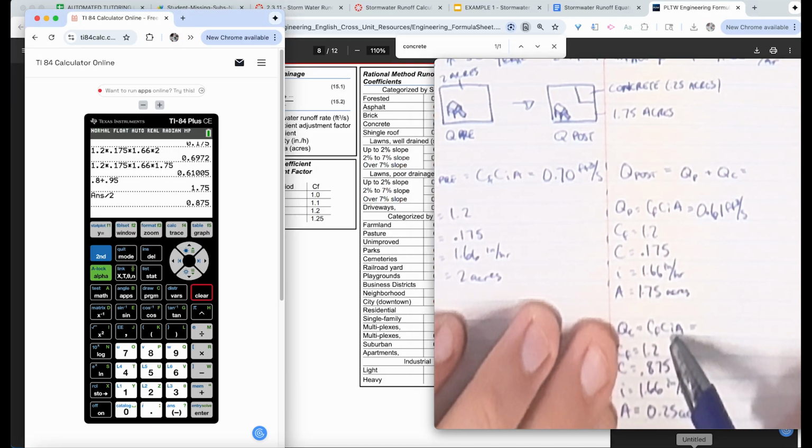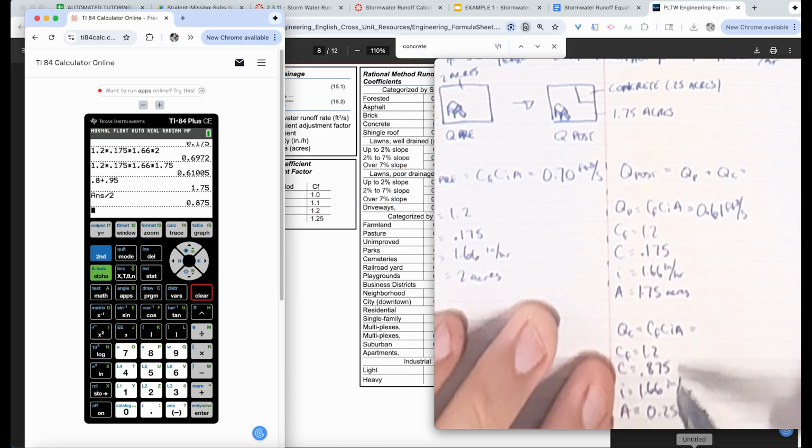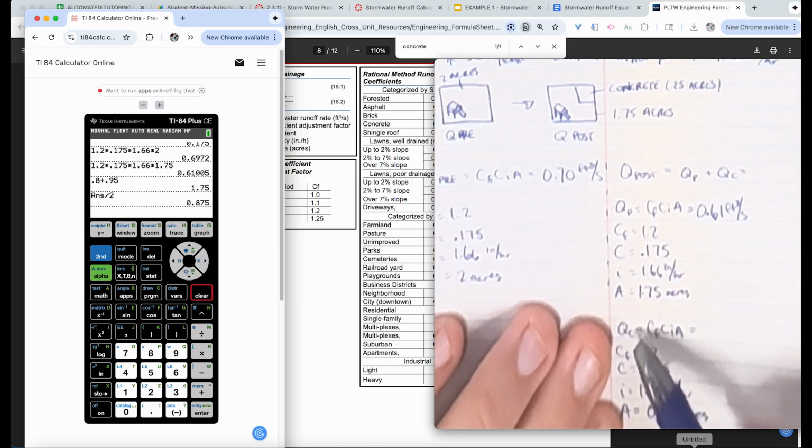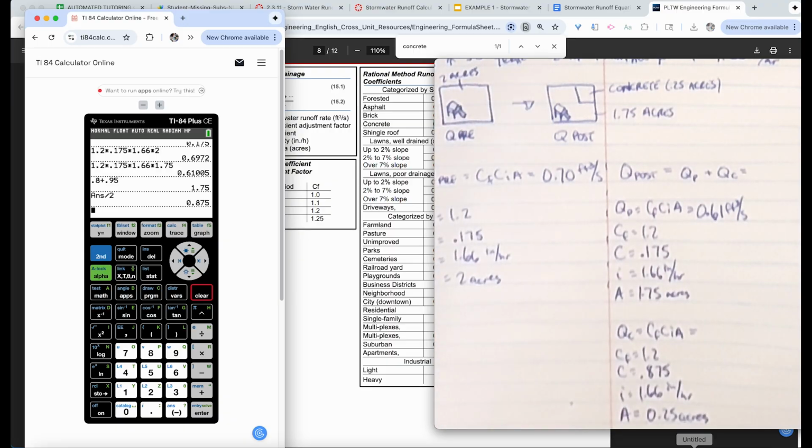Okay, so now that we have all four of these numbers, we can go ahead and plug these values into this equation. Now keep in mind, this C value is pretty high for the concrete, right? So what we're going to end up finding, despite only 1/4 of an acre being our area, is a pretty high QC value. So let's go ahead and plug this in.